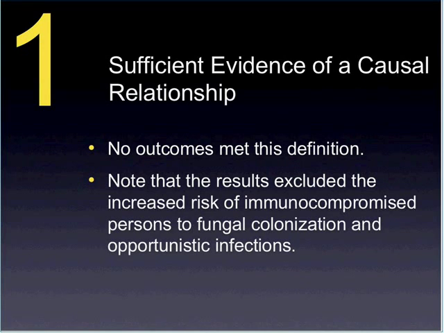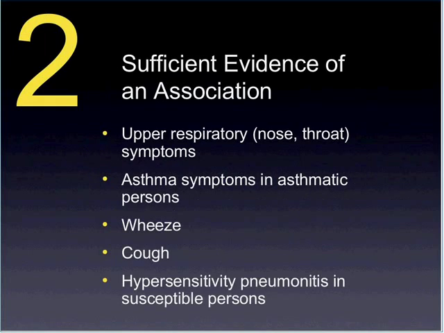They did note that there is an increased risk to immunocompromised persons to fungal colonization. There are some molds, some members of the genus Aspergillus, that can actually grow in the lung of a person who's severely immunocompromised. This is a critically important health effect, but they were trying to make associations to the general population.